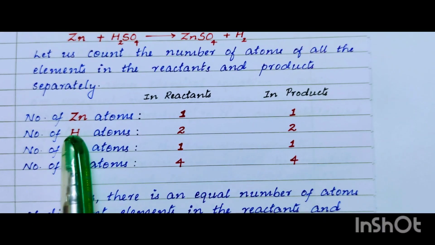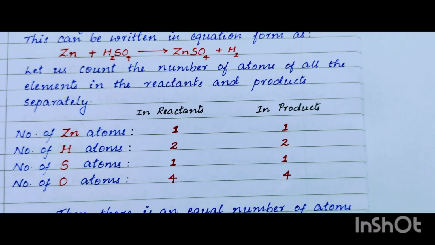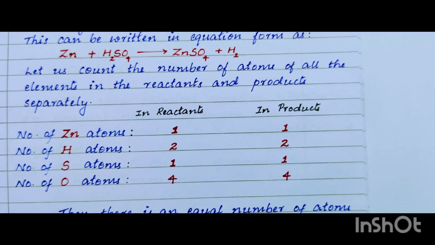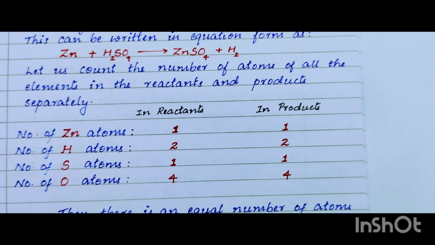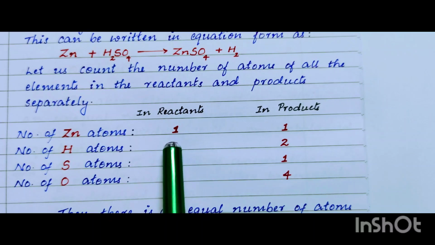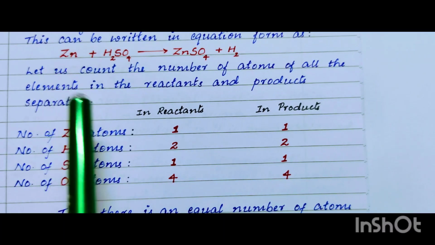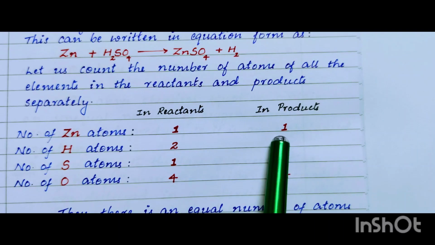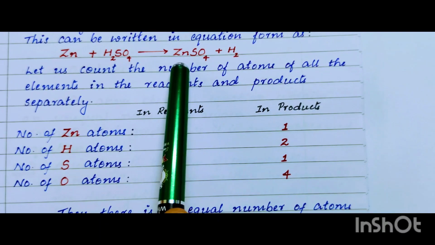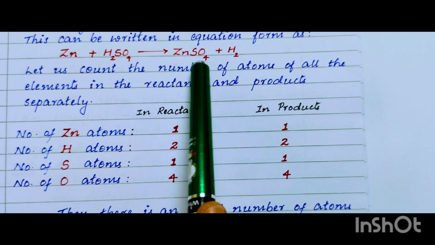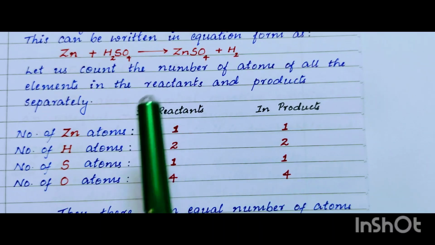Number of zinc atoms present in the reactant side. Correct? See here, how many zinc atoms? We have written Zn, just Zn. That means one zinc atom is present in the reactant side. How many zinc atoms are present in the product side? Again, only one, ZnSO4. SO4 is again different atoms, but Zn is only one.